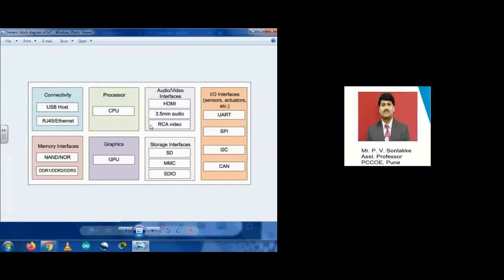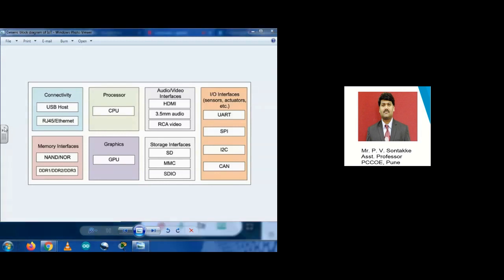Take an example of one of the IoT development boards. Take a simple example of Raspberry Pi. What are the different kinds of interfaces available on the Raspberry Pi IoT development board? In a general way, we'll be talking about a generic block diagram. Each and every IoT device should have at least these kinds of connectivity interfaces. Let us talk about it one by one.